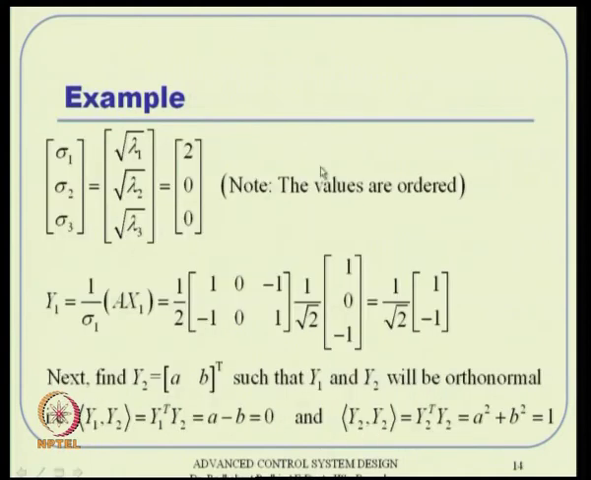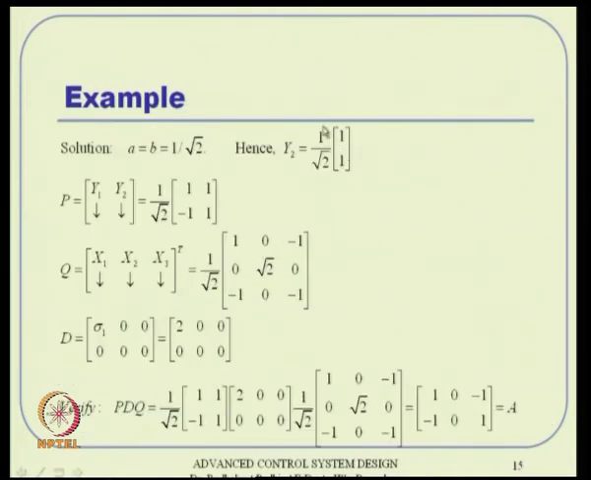So, I had y1, like this, and I extended that y1 to y2 such that y2 is orthonormal to y1, and in that process I got y2. So now I have the P matrix, which is y1 and y2, given like this, and the Q matrix I already have. Now, if I carry out that algebra, P D Q, then D turns out to be only sigma 1, and everything else is 0 here, and sigma 1 is 2.